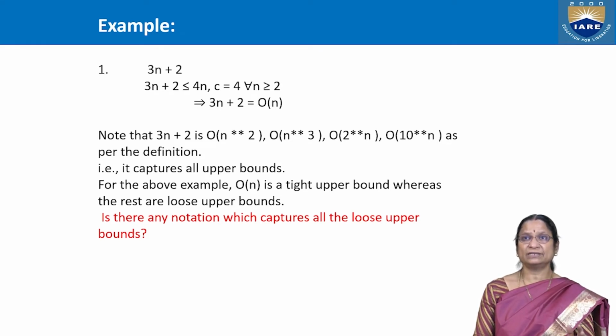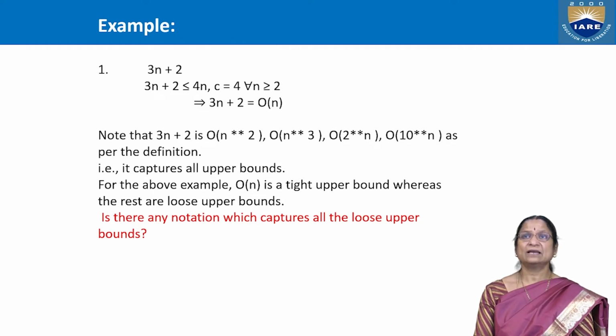So if you want to get the correct upper bound, only the tight upper bound without any loose upper bound, the little o notation, or small o notation as we call it, can be considered by us.